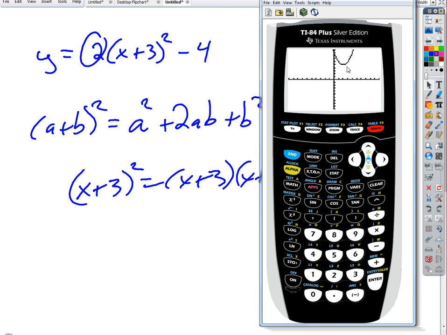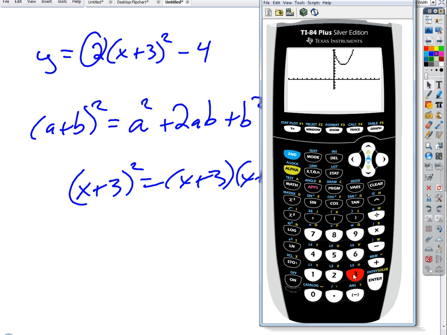The vertex for a vertical parabola is always either going to be, if it opens up, the minimum. If it opens down, it's going to be the maximum, the top of the peak, right? And so I can always use those two features on the calculator. Have I showed these to you? I can't remember if I have. I don't think so, maybe last year, but I can't remember.